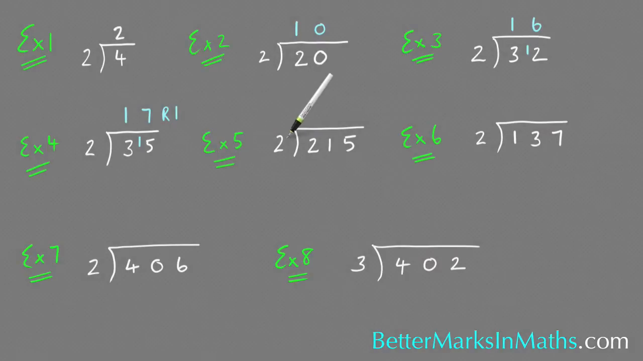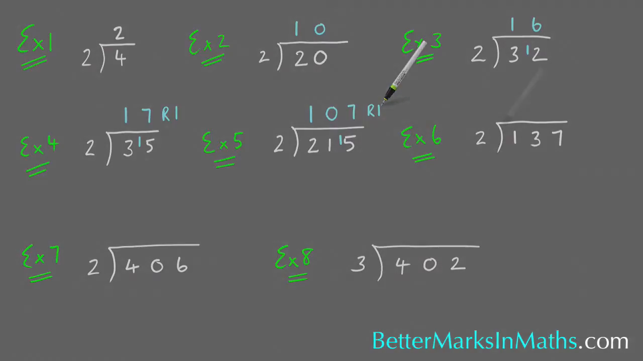Example 5, how many 2's in 215? How many 2's in 2? There's 1. How many 2's in 1? There are none, so make sure you put a 0. And because you haven't used that 1, you carry it. How many 2's in 15? There's 7 with 1 left over, so remainder 1. So how many 2's in 215? There's 107 with 1 left over.